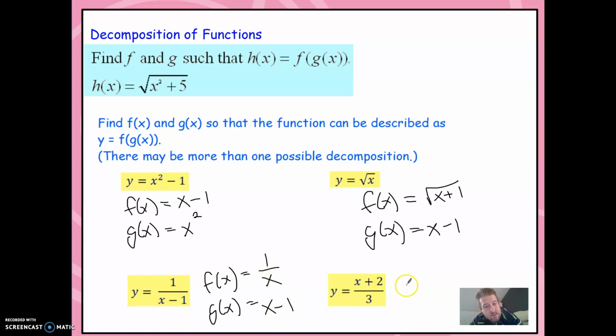Last one, I've been stopping for about 10 seconds to give myself some time to think for the other one. So let's see if I can see this one in advance: x plus 2 over 3. I'm thinking x over 3 for f of x, and then making g of x x plus 2. If you take that x plus 2 and plug it in right here, you get x plus 2 over 3.